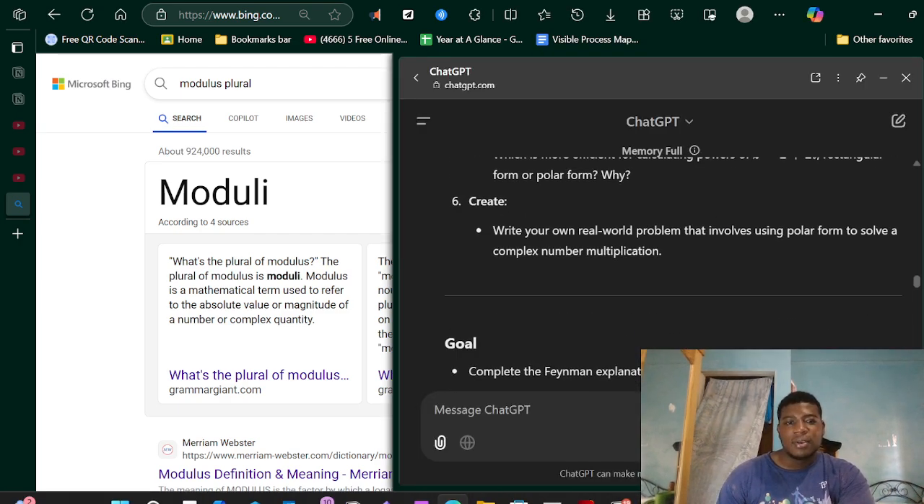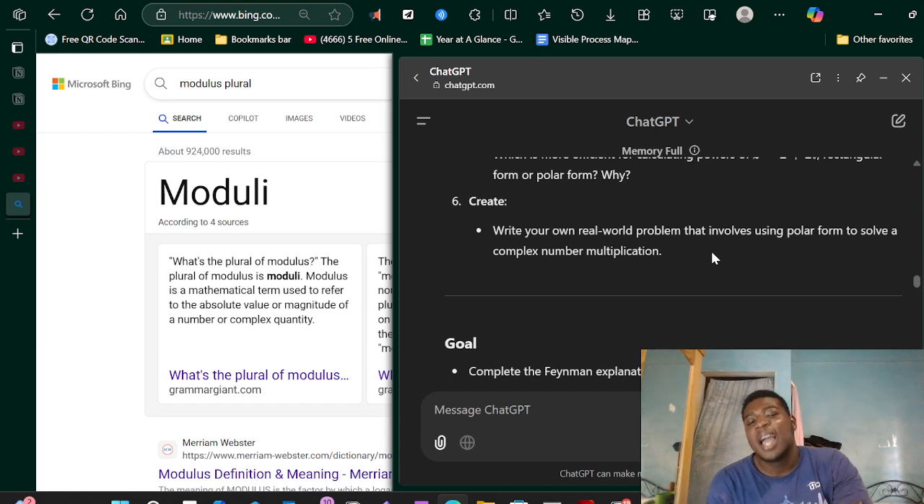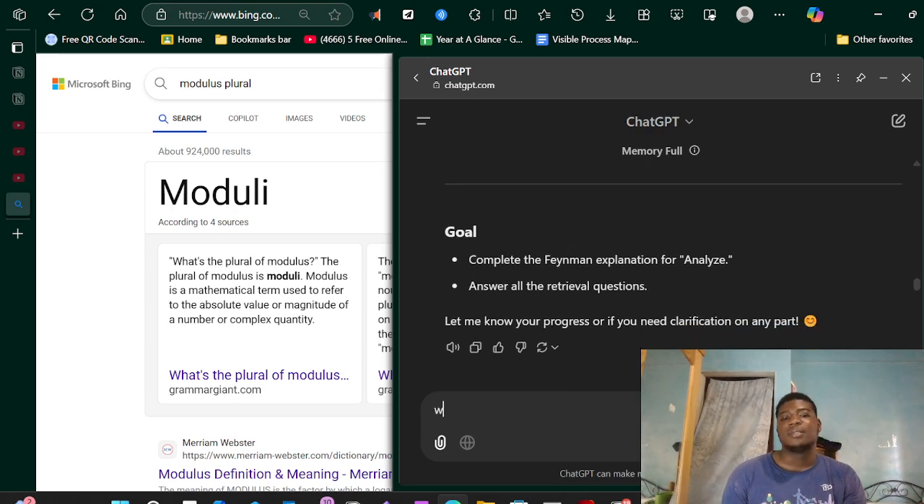Create your own real world problem that involves the polar form. I see that. I mean, what real world problem could I do with that? I don't know. Wait, how am I supposed to do this? How do I pass my time, bro?